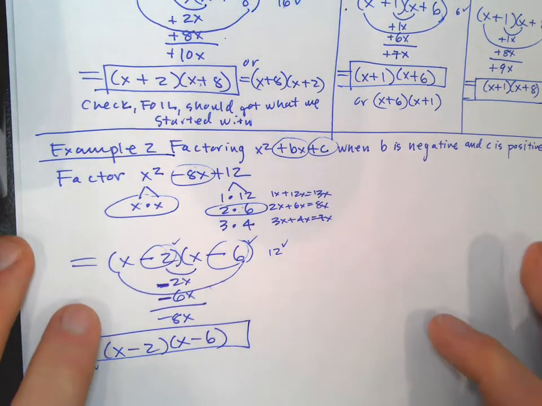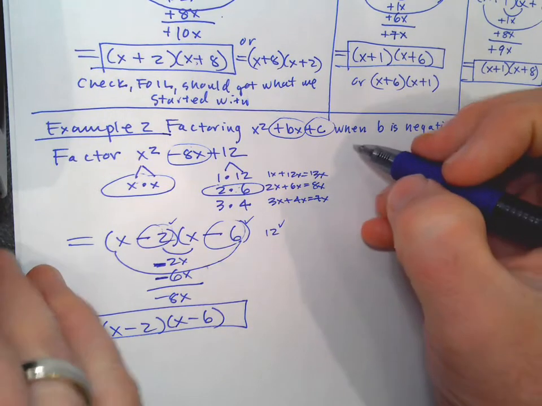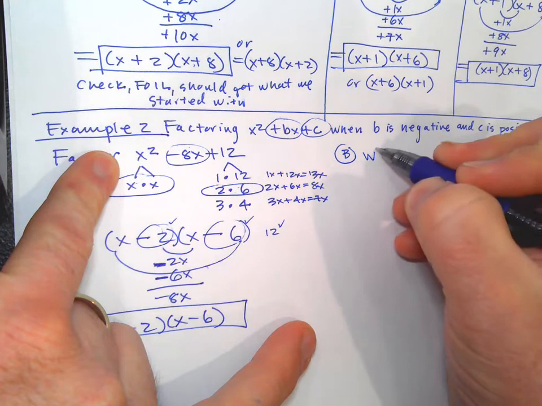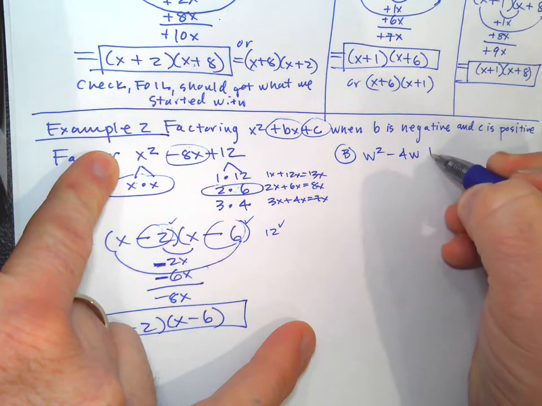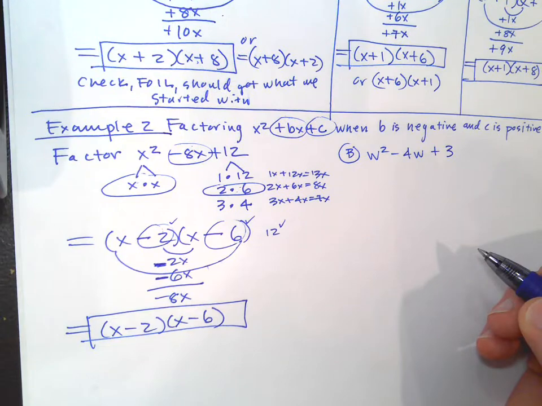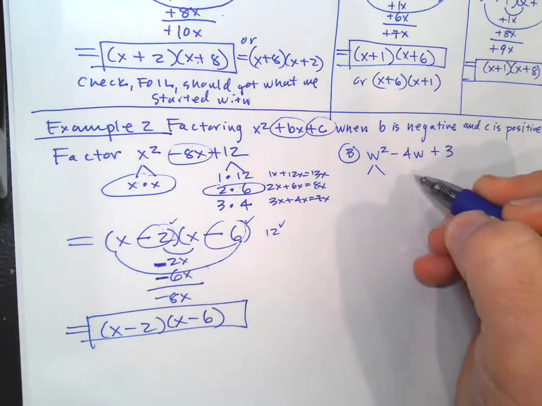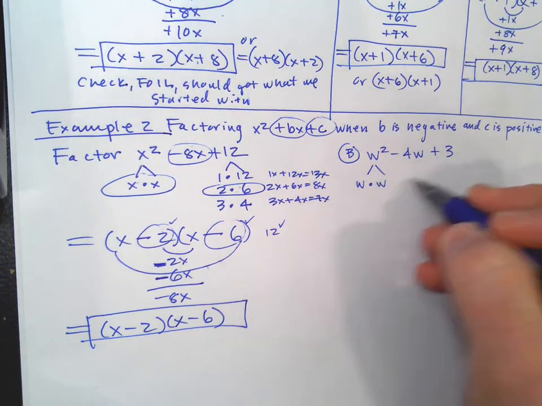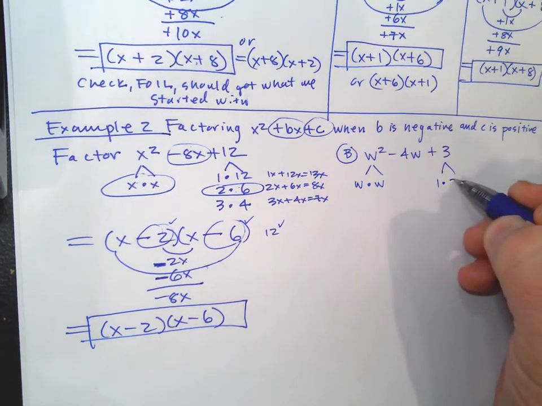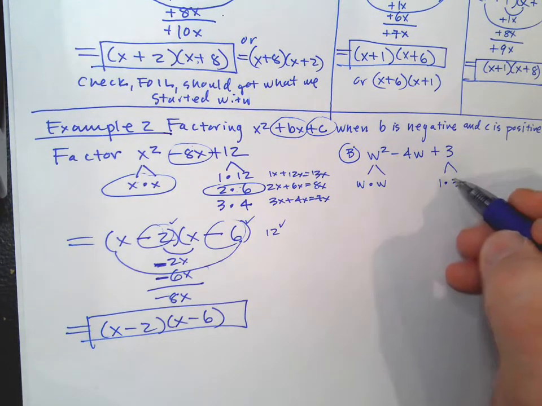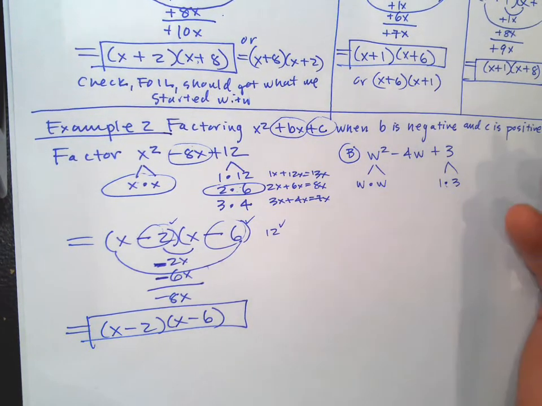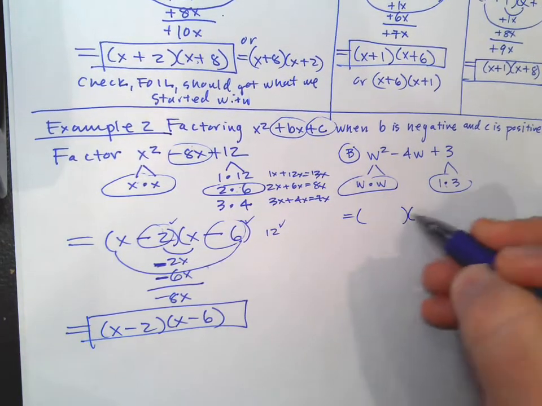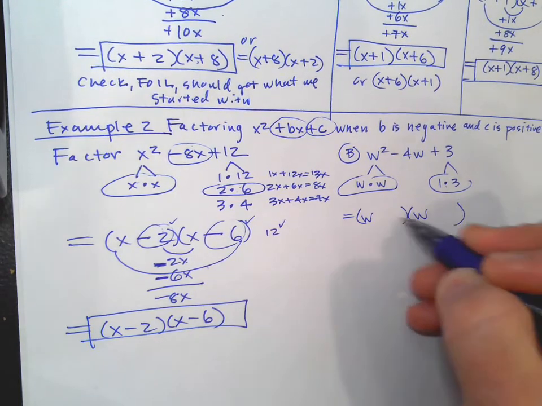Okay, so that's how we do it when the middle term is negative. So let's do another example like this. This one's going to be w squared minus 4w plus 3. We've got to find the pair of factors for the first term, w times w. Doesn't matter if it's not x. And for 3, it's going to be 1 times 3, and that's it. So 1w and 3w is 4w. That's good. So we're going to write our binomials, w, w, 1, and 3.